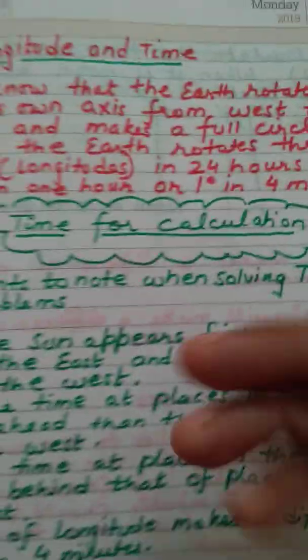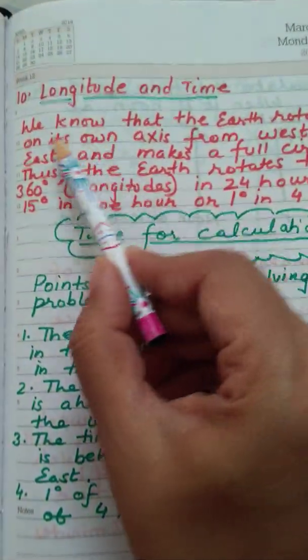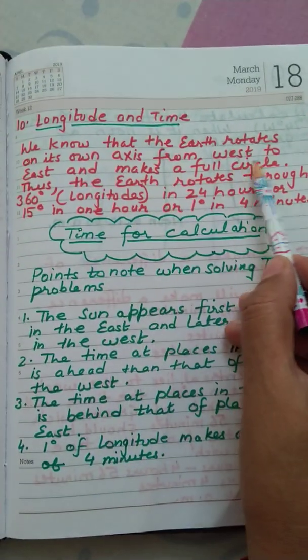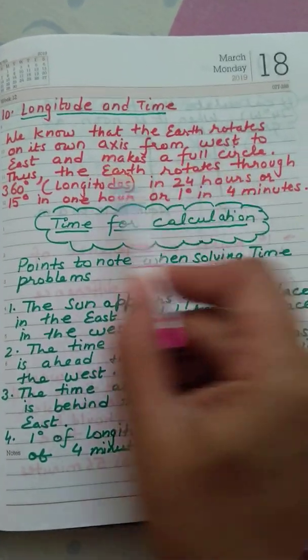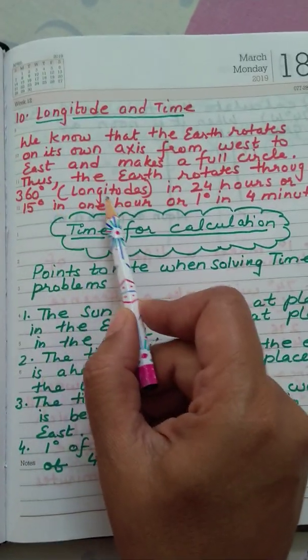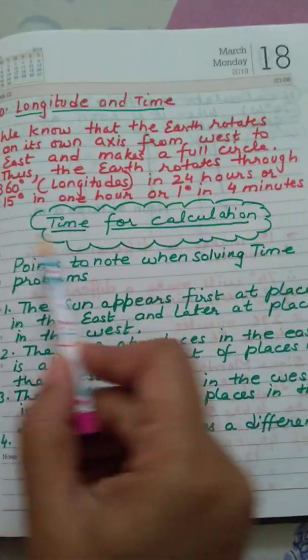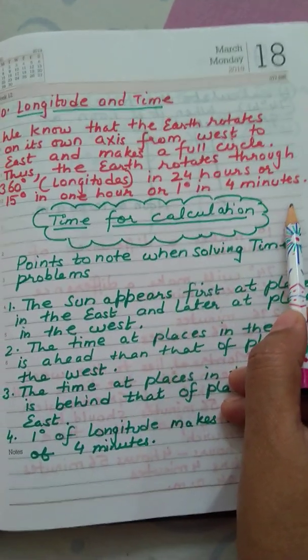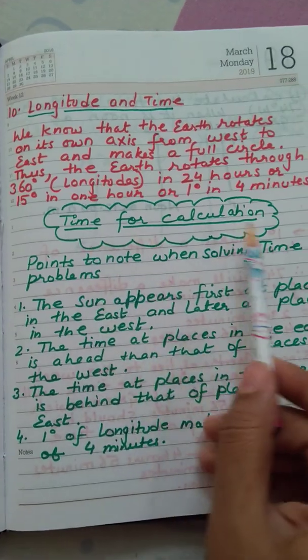Now come to the last topic, longitude and time. We know that the Earth rotates on its own axis from west to east and makes a full circle. Thus, the Earth rotates through 360 degrees of longitude in 24 hours, or 15 degrees in 1 hour, or 1 degree in 4 minutes. Time for calculation.